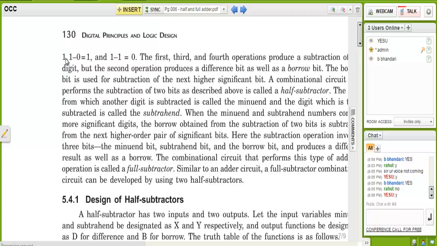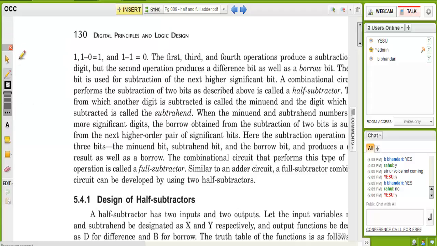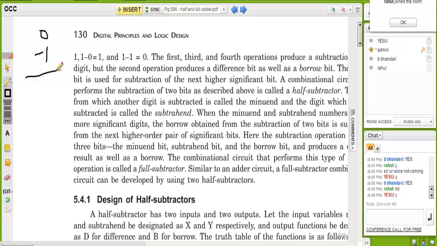of 1. Okay, if you subtract 1 from 0, then we will get result 1 in result and 1 in borrow. In that case it is not called carry, it is called borrow. Okay, and if you subtract 0 from 1, no problem, then 1, and 1 minus 1, then 0. So this logic we have to implement by our circuit.